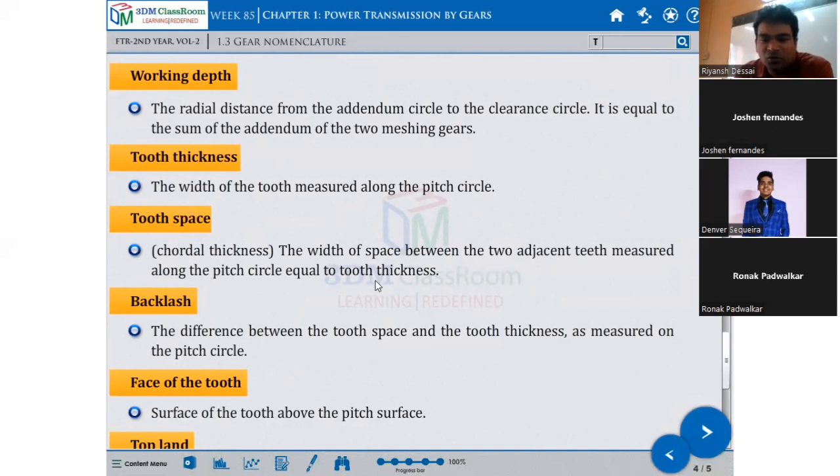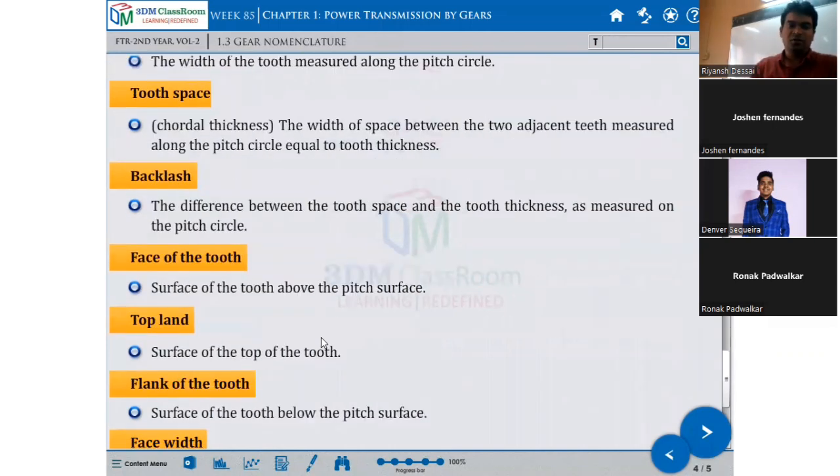Backlash is the difference between the tooth space and the tooth thickness as measured on the pitch circle. So this is called backlash. It is mostly the difference between how much tooth space there is and the tooth thickness. That is called backlash. Face of the tooth is the surface of the tooth above the pitch surface.